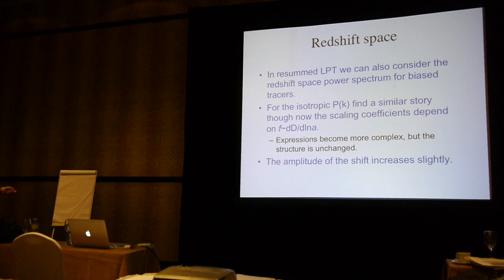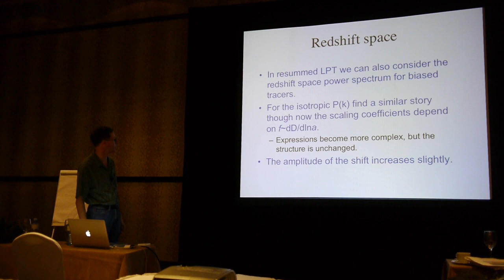You now find that these scaling coefficients that go in depend on this f. So the expressions become more complex. That's a code word. But the structure is largely unchanged, right? So you can run through more or less the same argument. The amplitude of the shift goes up a little bit. It's about 30% or so that it goes up. But you're still talking numbers that are of order 10 to the minus 3 in terms of the final uncertainty.